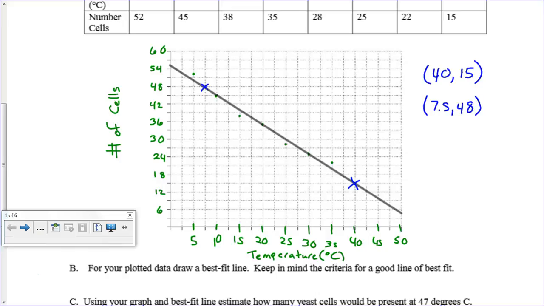Now to get the slope from these 2 points, we have to do delta y over delta x. Okay, the change in y, we're looking at how these last ones change. So going from 15 up to 48, that is a change of 33. And then going from 40 down to 7.5, that is a change of negative 32.5.